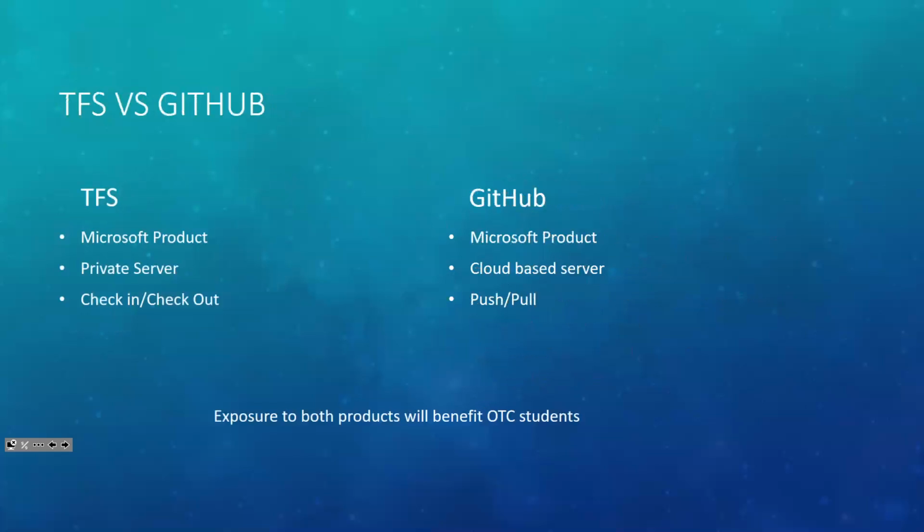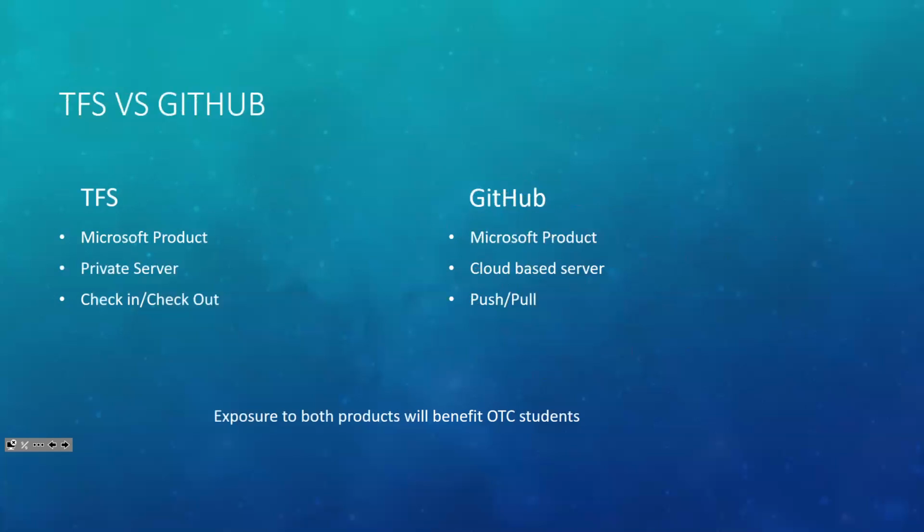Now, I mentioned that Microsoft owns TFS. Guess who owns GitHub? Microsoft, right? That was not too long ago of an acquisition. TFS has always given you the option of a private server, and GitHub is cloud-based. Big difference in syntax. When we're using TFS, we do a check-in to move things to our server and a checkout to pull things from our server. With GitHub, we do the push and the pull.